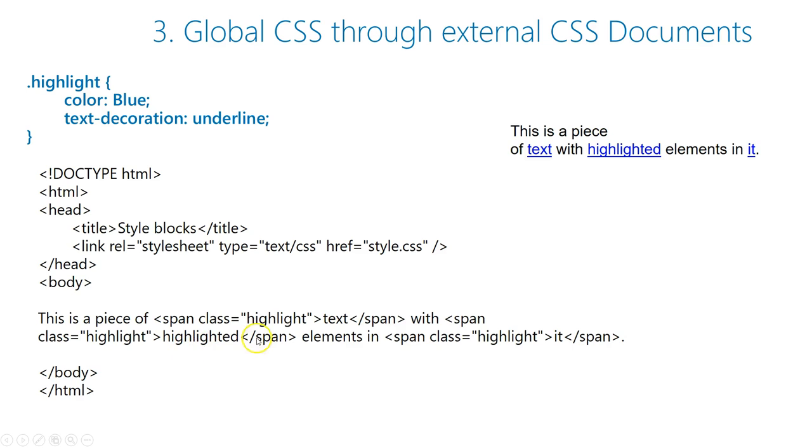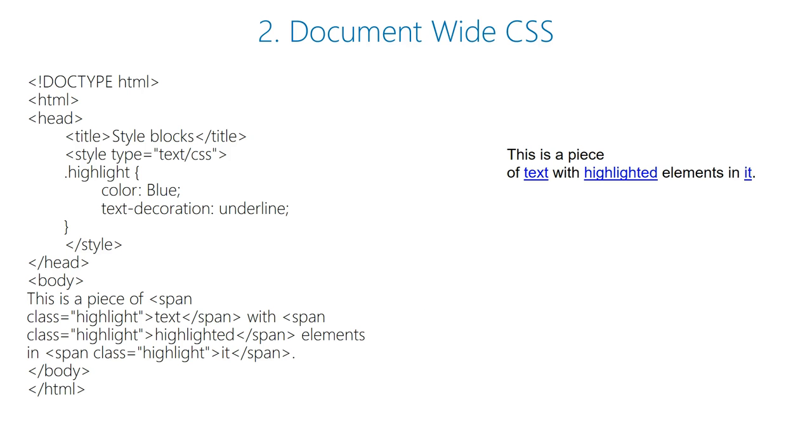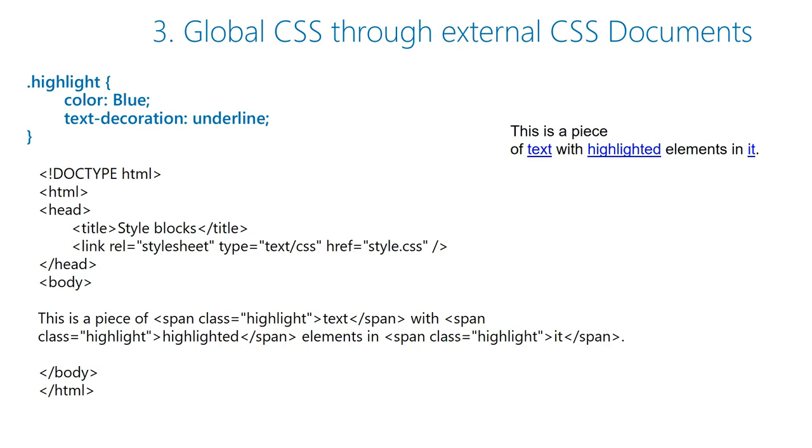Right. So when you're using it in HTML, you say span class highlight. Now it will use highlight from your file. Text, span closes, and then the highlighted elements are in span class highlight. Now, if you look at this code and this code, they are the same. It's just that one is called from within the page, and the other one is external to the page.